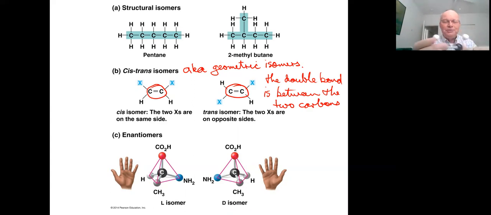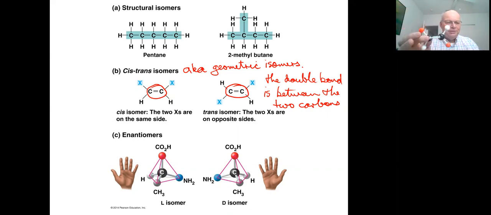And the reason why this is important is because of what the double bond does. But before I show you what the double bond does, let me show you the other form. So here's the other form called trans. And trans is the Latin prefix for opposite. So here, the two whites are on the opposite side of the double bond, and the two oranges are on the opposite side of the double bond.